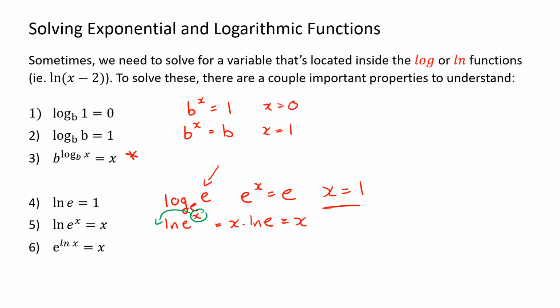The last one, again very important to know, is e to the exponent ln of some function x. It doesn't have to be x. It could be x, or x minus 2, or x squared. It's equal to just whatever is inside the ln. Again, I won't show you that proof. It's a longer one. I just need you to understand these two. So number 3 and number 6 are very important ones when it comes to solving equations.